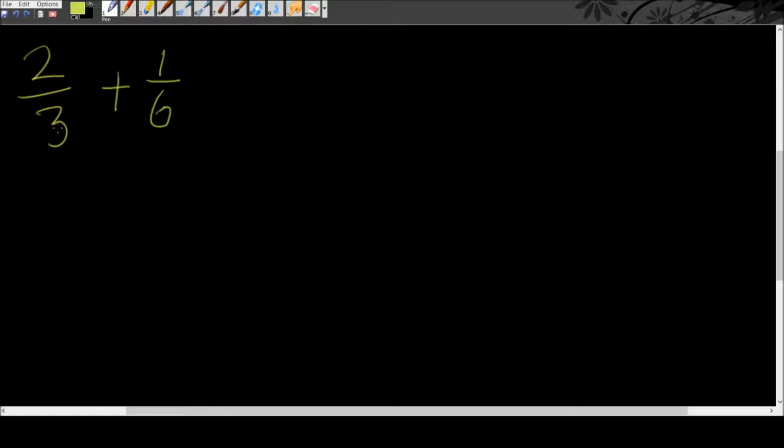To change the 3 to a 6, you need to times that by 2, okay? And if you times the bottom of the fraction by 2, you also need to times the top of the fraction by 2, because you need to keep it equivalent, okay? So we've got 2/3. We're basically going to times both the top and the bottom by 2.